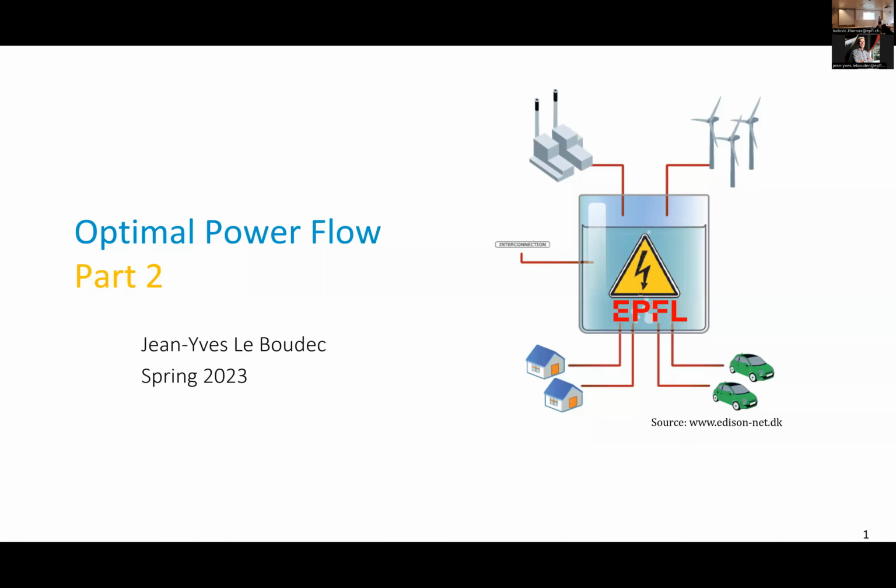This week and next week, we will see techniques that are very important in the context of energy systems in general, and smart grid in particular. This has to do with handling uncertainty.